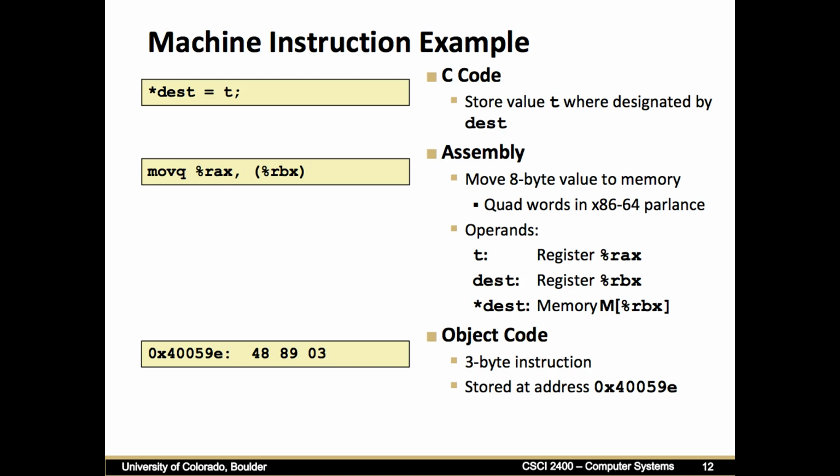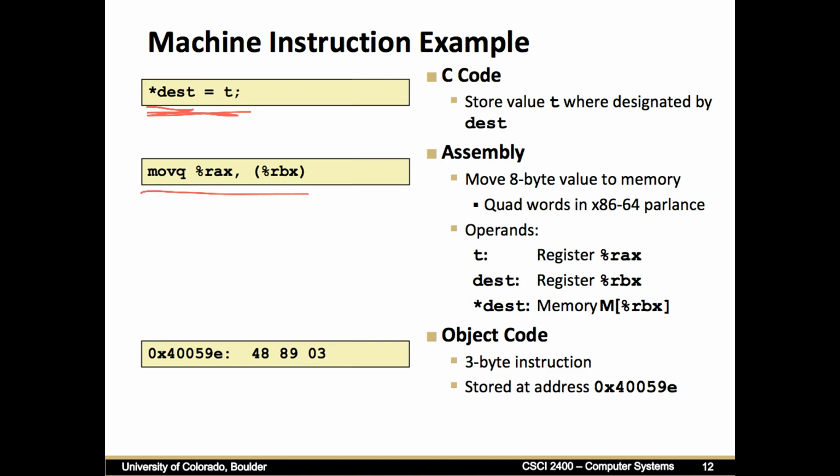So here's an example of a machine instruction. This is a pointer over here. So dest is an address of some place in memory. And what we're saying here is store the value t into the memory location designated by dest. So star dest, or splat dest, means dereference the value that dest is pointing to and stick t into it. That winds up being this single instruction here.